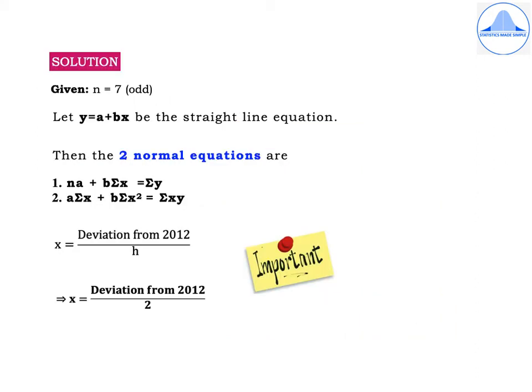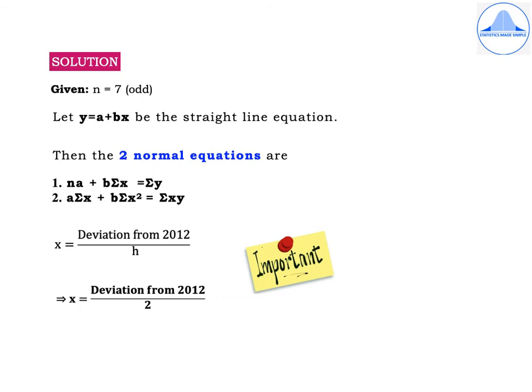Starting with the solution, write given n equal to 7 within brackets odd. Then let y equal to a plus bx be the straight line equation. Then the two normal equations are: the first one is na plus b summation x equal to summation y. Second, a summation x plus b summation x square is equal to summation xy.